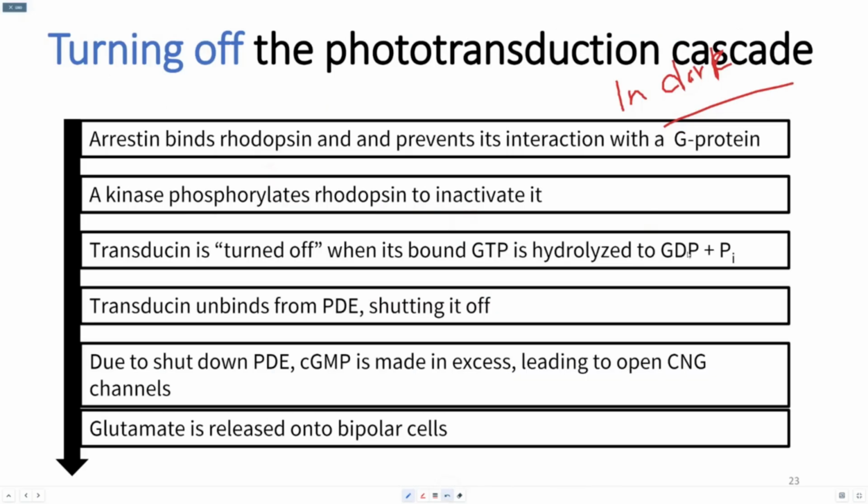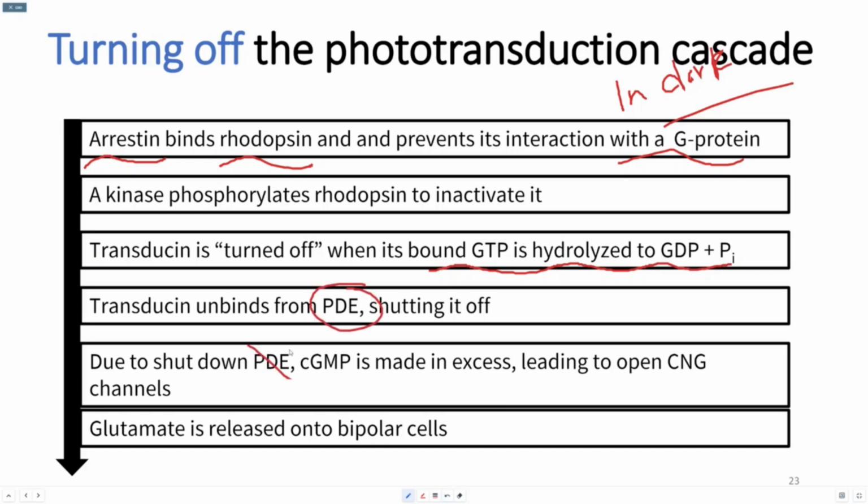So now in the dark, when you turn off all the lights, the small molecule protein arrestin is going to bind onto rhodopsin, which will prevent it from interacting with the G protein phosphodiesterase. A kinase is going to phosphorylate rhodopsin to inactivate it. The transducin is then turned off when the GTP is hydrolyzed into GDP and pyrophosphate. And because the transducin is unbound to the phosphodiesterase G protein, it turns it off.